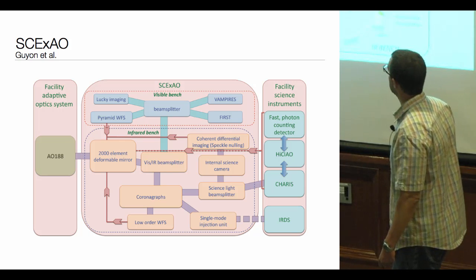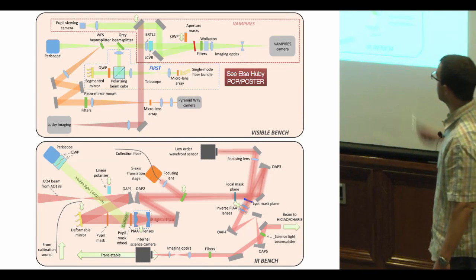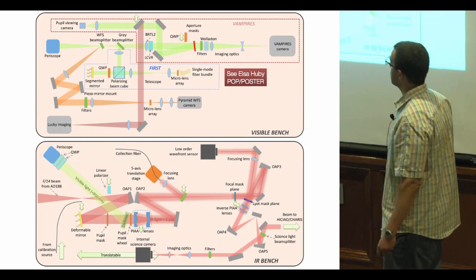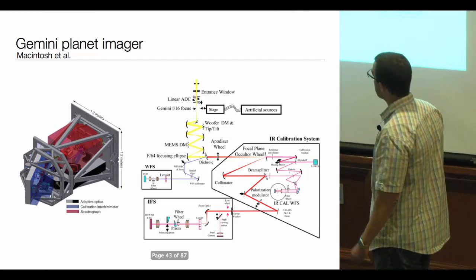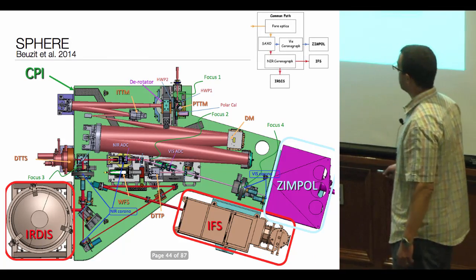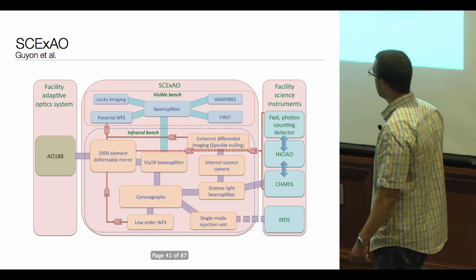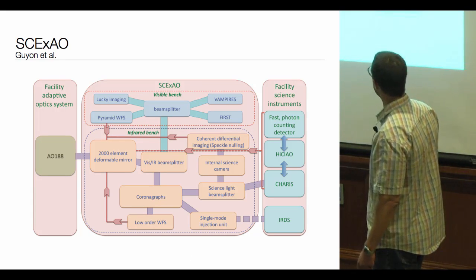SCExAO is very complicated. I'm not going to go into the details. There is a series of posters about SCExAO. SCExAO is using every bit of light that's coming out of the Subaru telescope, from the visible to the near infrared, to do all sorts of interesting things.